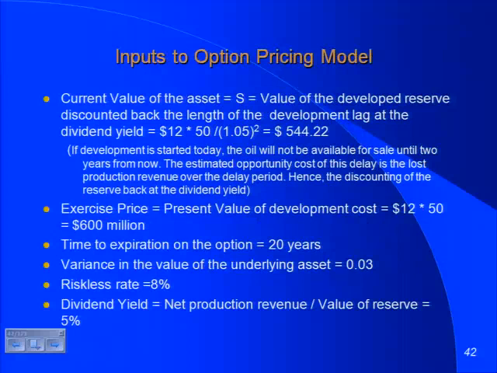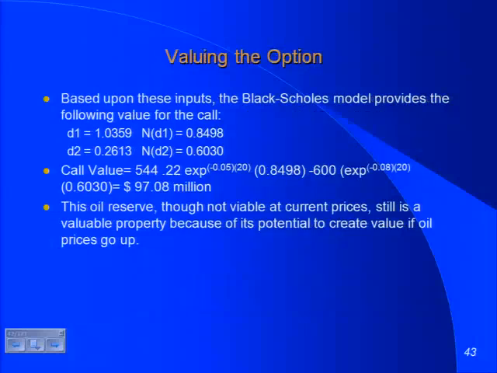The cost of developing the reserve is 600 million, so it's an out-of-the-money option. You have 20 years that you can develop this reserve over. Oil prices are volatile. 0.03. That's driving the value of the option. Riskless rate is 8%. And every year that you wait, once it becomes viable, you lose 5% of the value because that's the cash flow you could have extracted. S, K, r, T, sigma, and y. Basically the inputs I have in the Black-Scholes model.